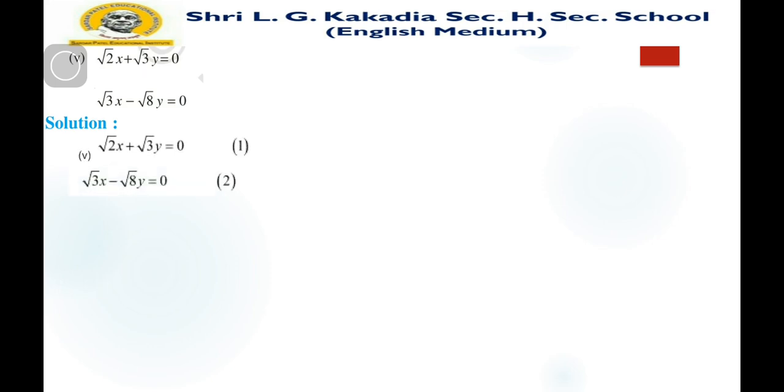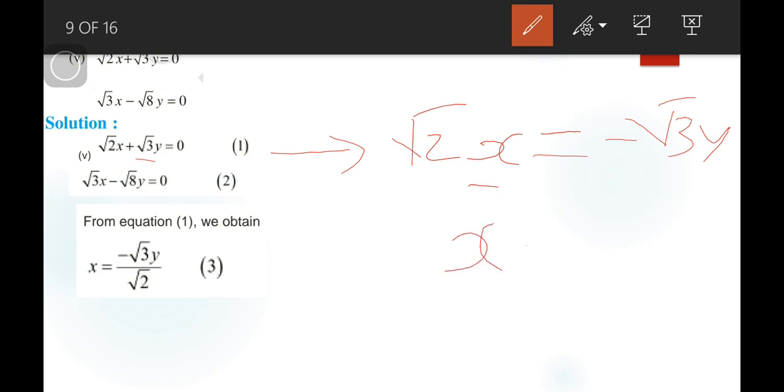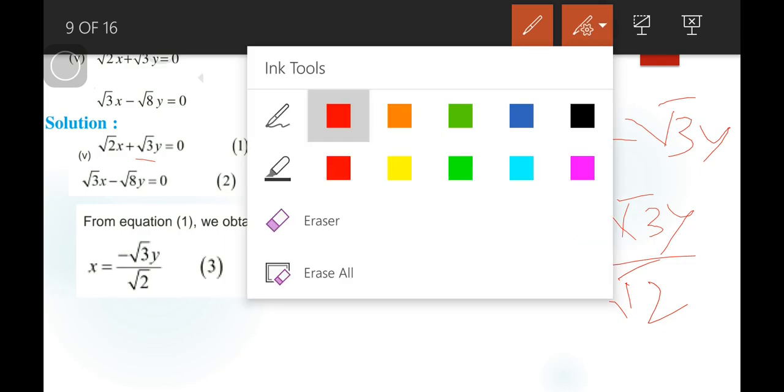From equation number 1 we take the value of x. So we get such a value, x is equal to minus root 3y by root 2. How can you find this value? From equation number 1, root 2 x is equal to, we move root 3y to the other side, then it is minus root 3y, and we want to find the value of x, so x is equal to minus square root 3y by square root 2, and this is equation number 3.